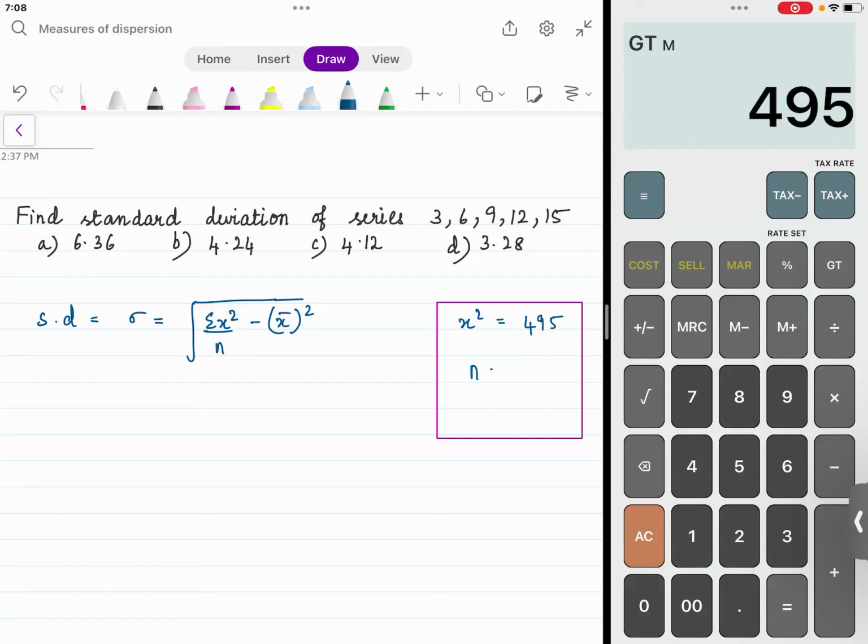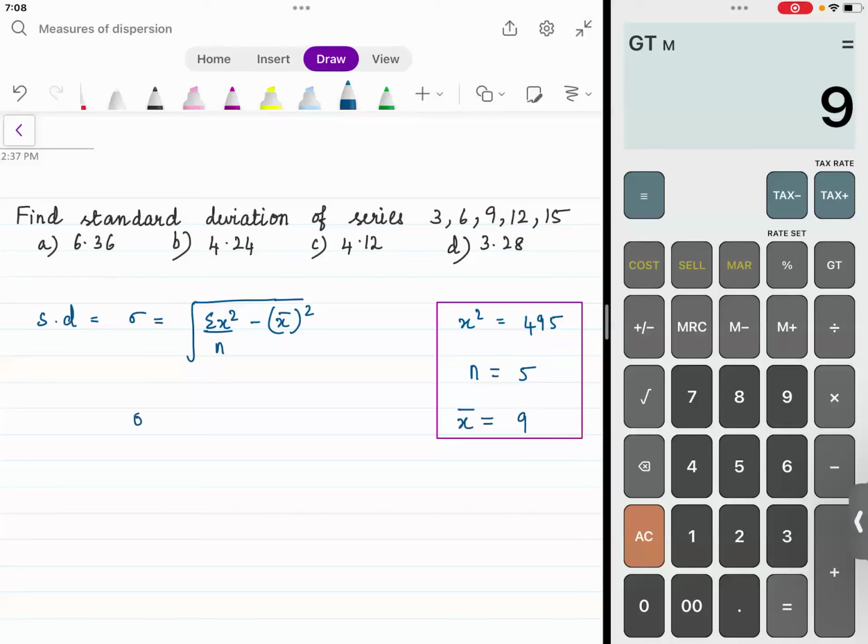What is the n value? How many values are there? 5 observations are there. Now x bar is equal to the mean. How do you get the mean of these 5 numbers? Add all these 5 numbers: 3 plus 6 plus 9 plus 12 plus 15. Getting 45, divided by 5 because there are 5 observations. So I'm getting the mean as 9.